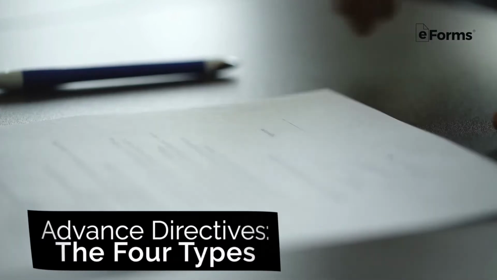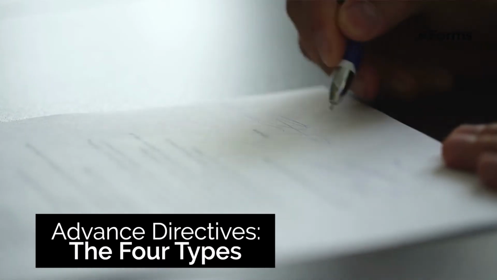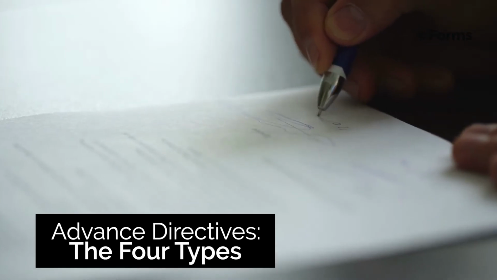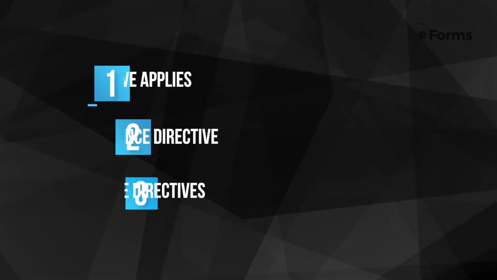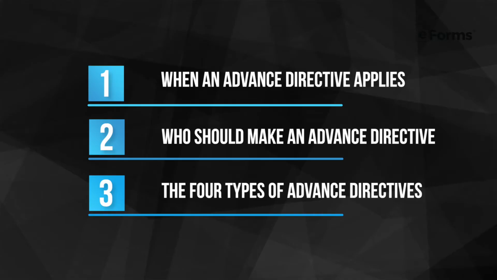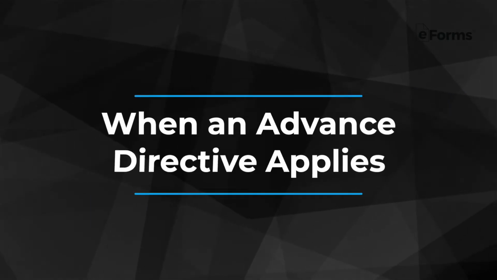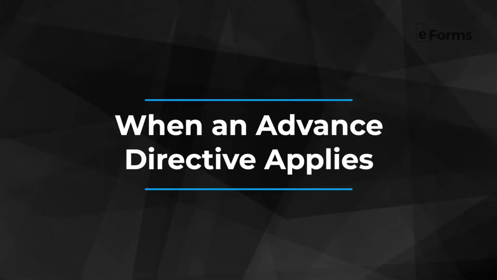An advance directive is a legal document that gives guidance about the types of healthcare a patient accepts in the instance that they become unable to make their own decisions. It can also appoint another person known as a proxy to make these decisions on behalf of the patient. In this video, we'll cover when an advance directive applies, who should make an advance directive, and the 4 types of advance directives. First, let's review when an advance directive applies.